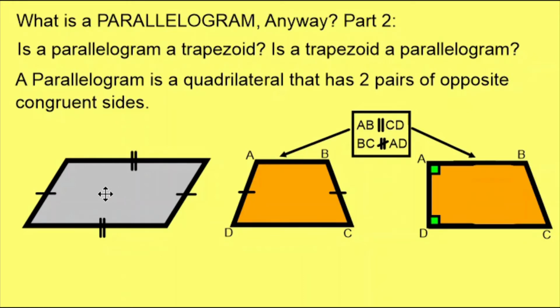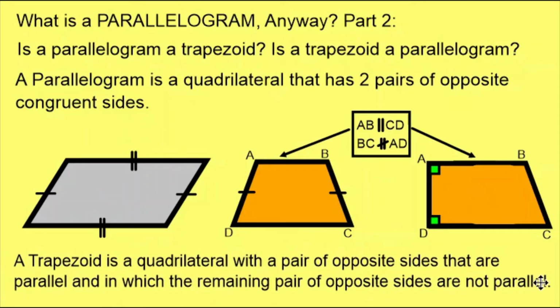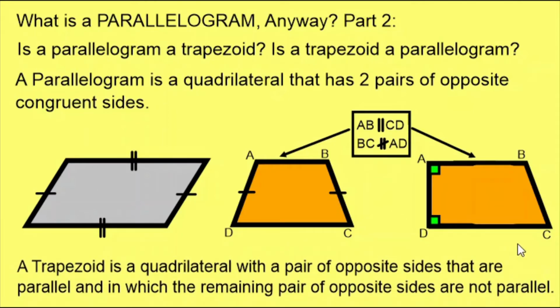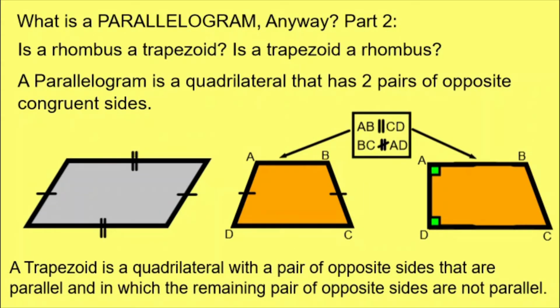What about the parallelogram? Is it also a trapezoid? Let's look at the definition for a trapezoid. A trapezoid is a quadrilateral with a pair of opposite sides that are parallel and in which the remaining pair of opposite sides are not parallel. Warning: this is the exclusive definition for a trapezoid, so called because it excludes certain other shapes from being trapezoids. There is also an inclusive definition. But in the curriculum in which I teach, we are using the exclusive definition.